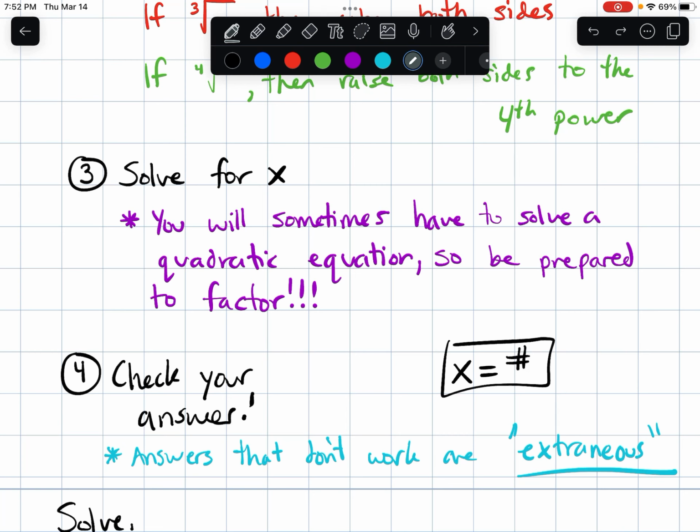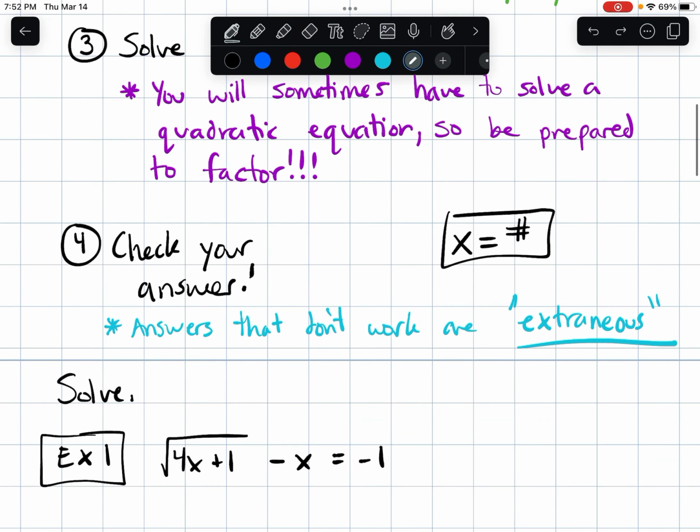Now, sometimes you will have to solve a quadratic equation, so do be prepared to factor. Last thing is you do have to check your answer for all of these. Sometimes you get answers that do not work, and these are called extraneous solutions. They appear to work, but once you test them out, they actually do not.